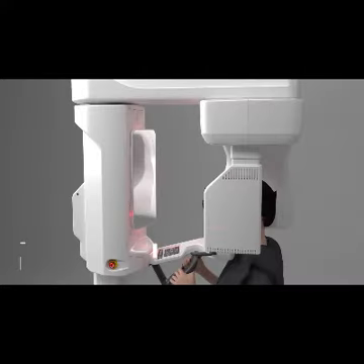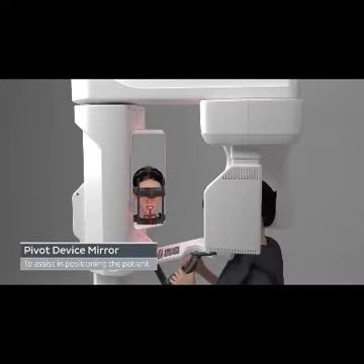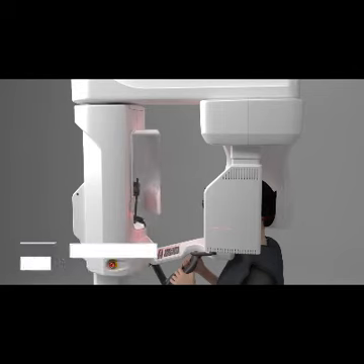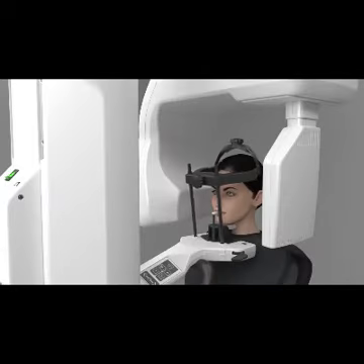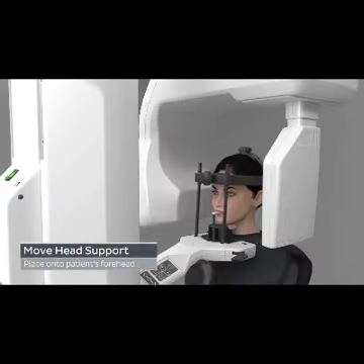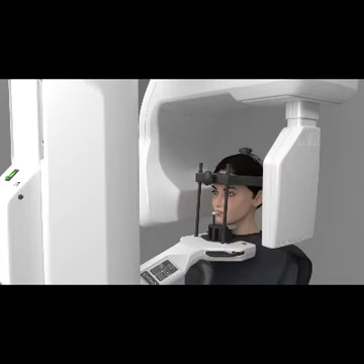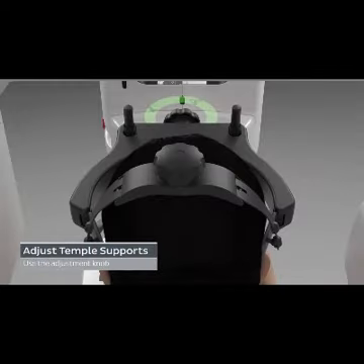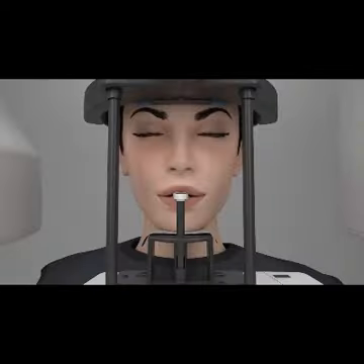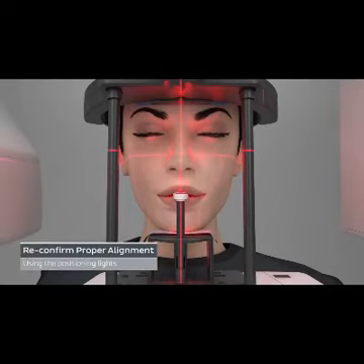You can open the mirror and use it to assist in positioning the patient. Close the mirror before you start acquiring an image. Move the head support against the patient's forehead. Adjust the height of the head support if needed. When complete, lock the head support using the locking lever. Adjust the temple supports using the adjustment knob. Reconfirm proper patient alignment using the positioning lights.